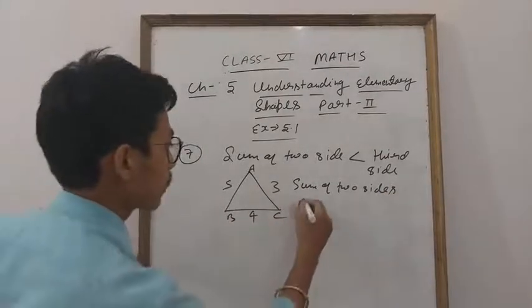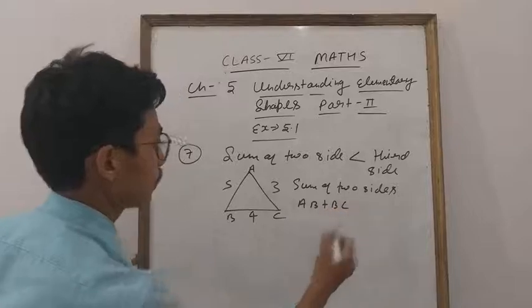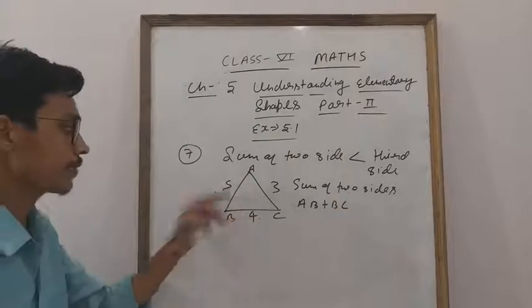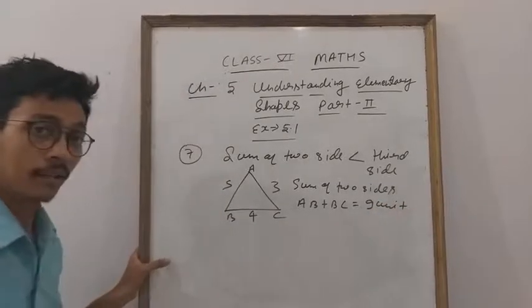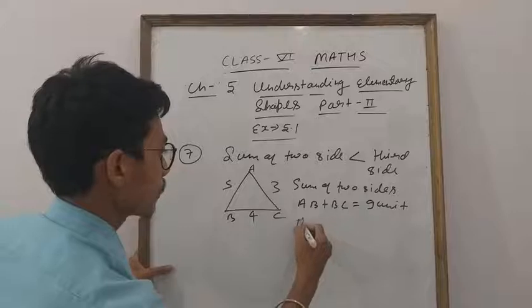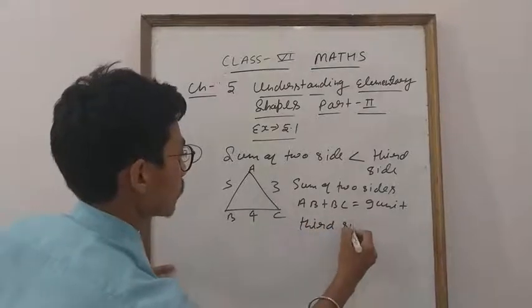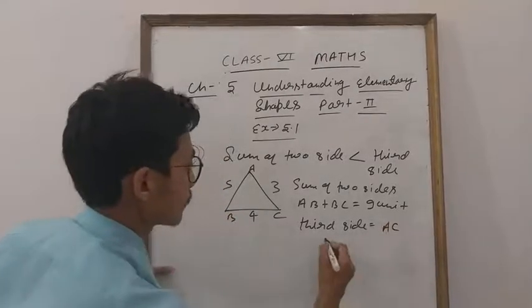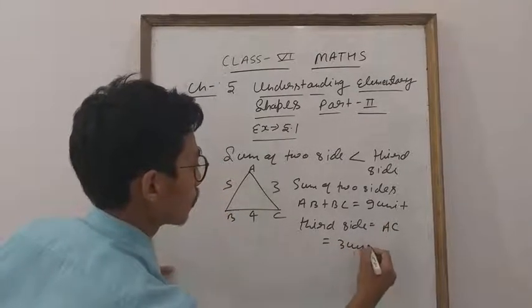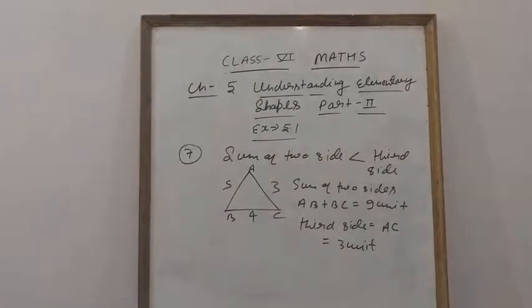I am taking AB plus BC. Now tell me AB plus BC, student. AB plus BC is 5 plus 4, it means 9 units. Which side is left? The third side. Third side is what, student? The side which is left, AC. Third side equals AC, and this is equal to 3 units. Clear everyone? So far, I took two sides AB and BC. The sum of AB and BC is 9 units, and the third side that remains is AC, and AC is 3 units.